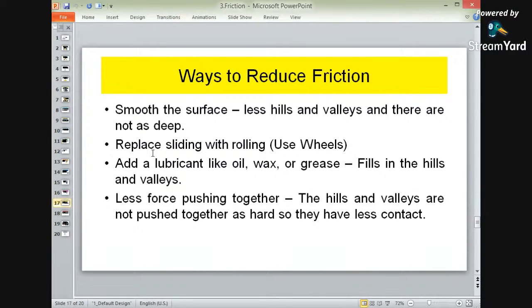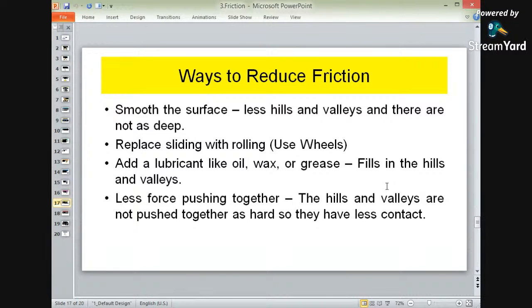Again, the third point is that we can add lubricants like oil, wax or grease, which fill in the hills and valleys. We can use lubricants, or materials which reduce the friction. So we can add different materials, such as oil, wax or grease, which can be used in order to reduce the friction.